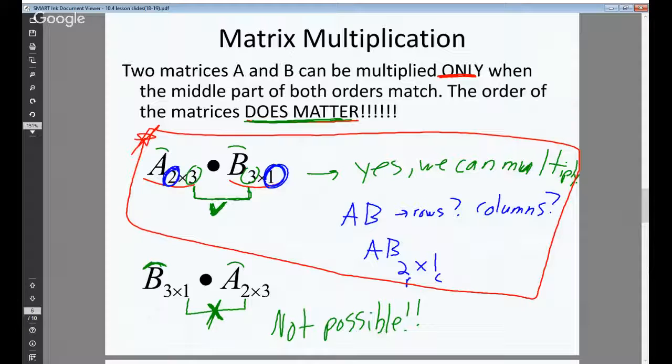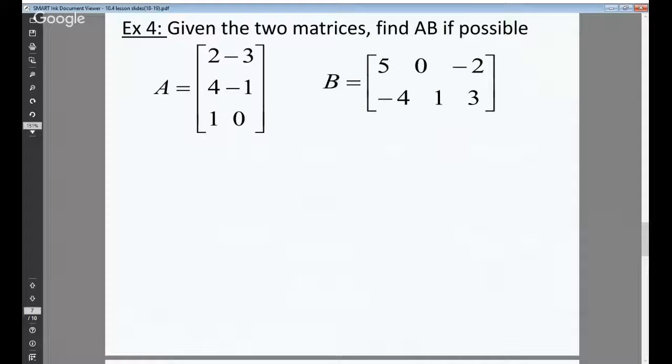Now, to go over some examples of matrix multiplication. Now let's say we have these two matrices, matrix A and matrix B. We want to find matrix A times B if it is possible. Well, we first need to determine if it is possible. Let's look at matrix A. Let's look at its dimensions. It has 3 rows and 2 columns, meaning its dimensions are 3 by 2.